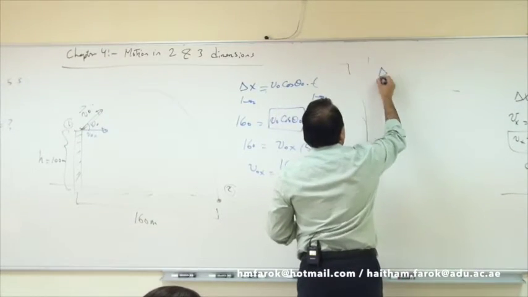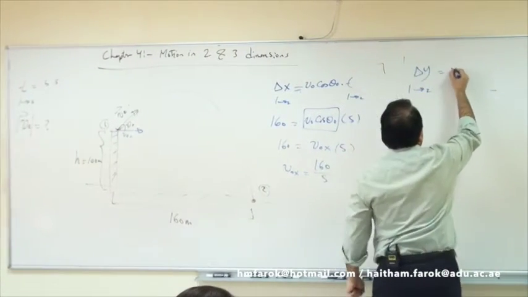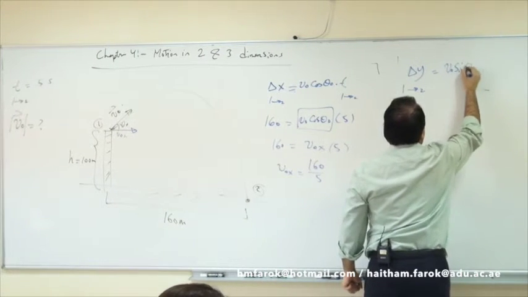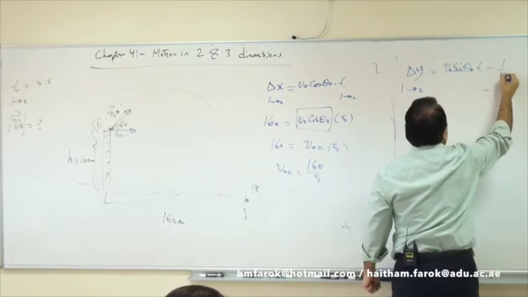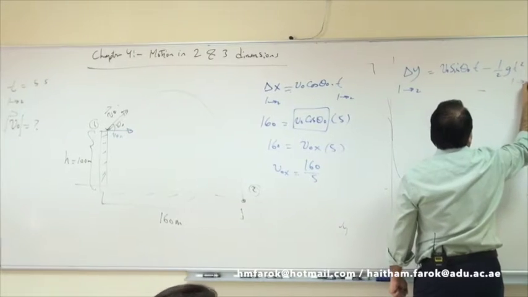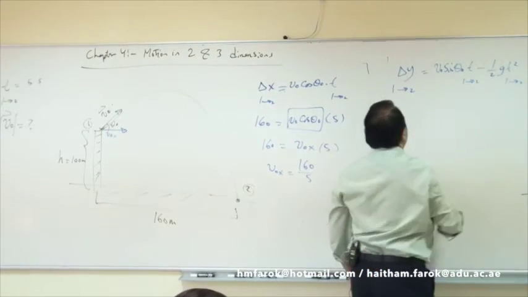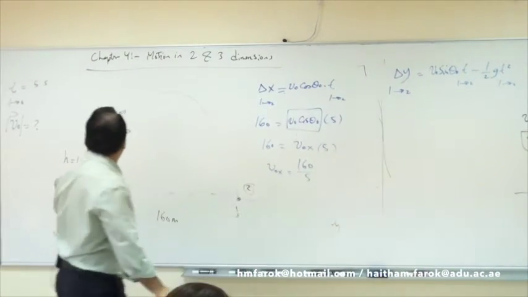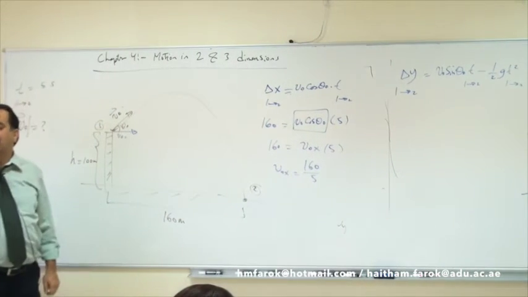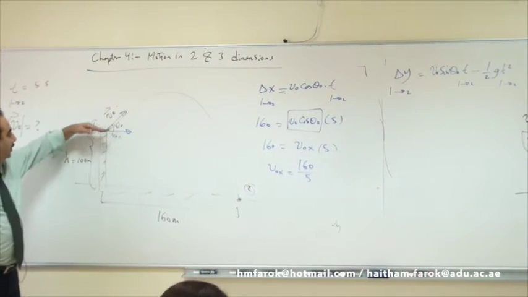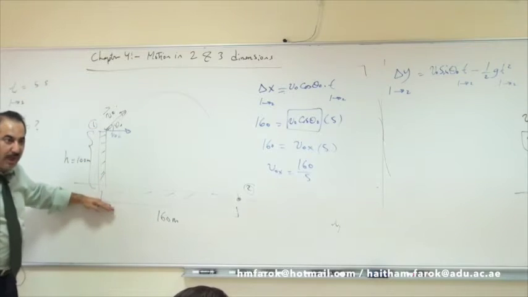So delta y from 1 to 2, V naught sine theta naught t minus half g t square, from 1 to 2. Delta y between 1 and 2? It's minus 100. Minus 100, well done. Minus 100, from this point down.